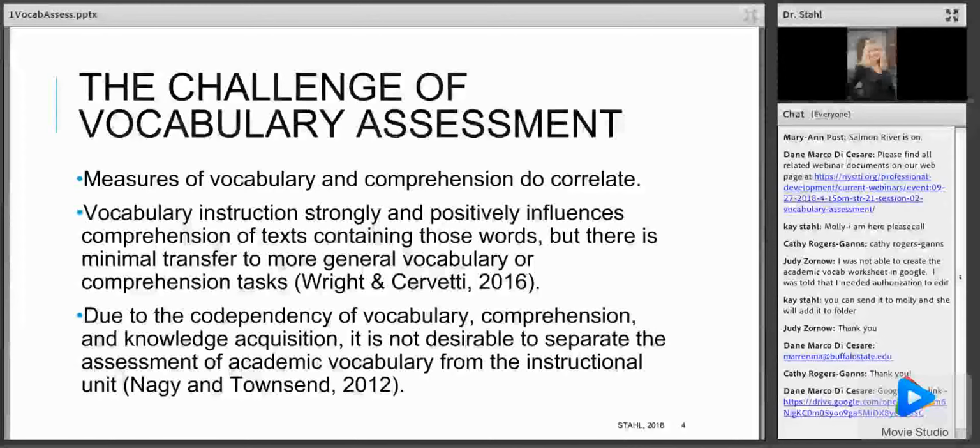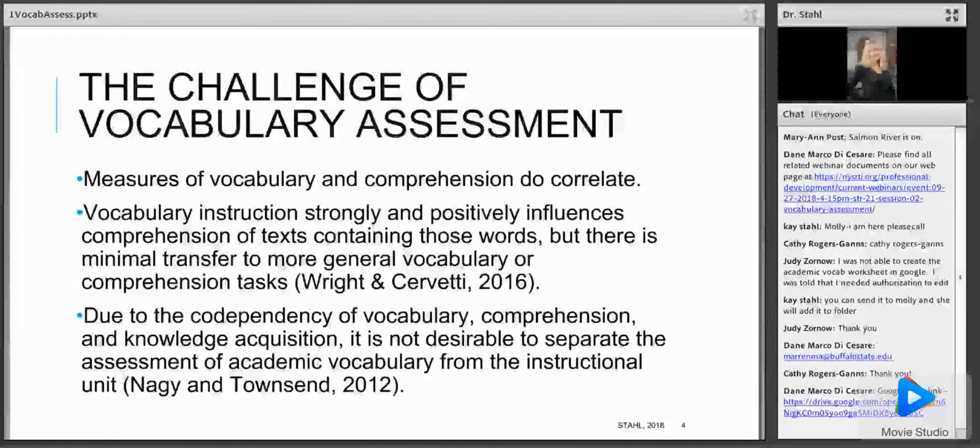And that's another pair. Not only is that substantiating what Wright and Cervetti found in their meta-analysis, but here are two other vocabulary experts coming in with their review of the research, saying that you don't want to separate the instruction of academic vocabulary into isolated settings. We don't want to just take them and teach them in an intervention setting, for example. We want them to be embedded in the units in which the students are learning them, all right?